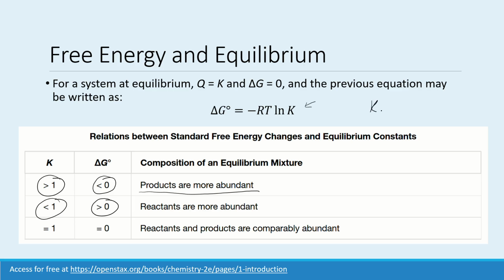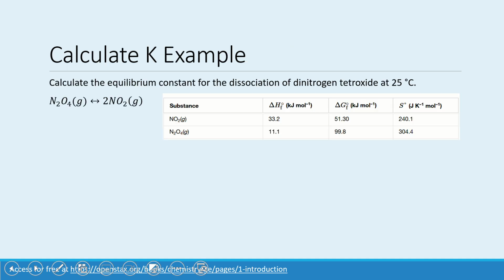If K is greater than 1, you're going to have products that are in more abundance. And again, remember that your Q values or your K values are always equal to products over reactants. So of course, if you have a very large K value, that means you have more products than reactants at equilibrium. And vice versa, if K is very small, then that means you have a large amount of reactants compared to your products.